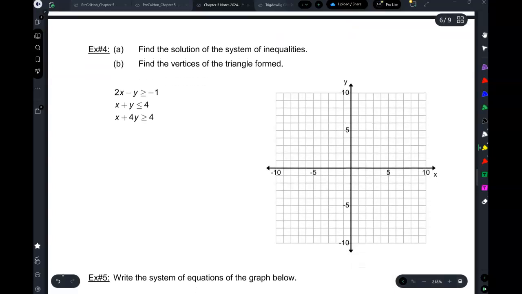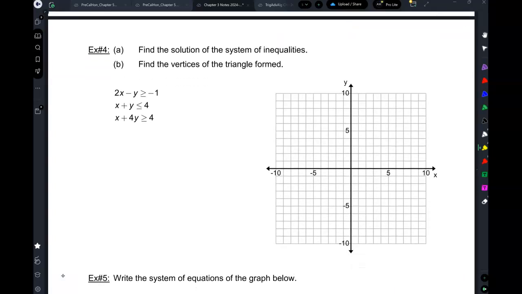Okay, so in this next one, we're going to create a triangle, and we want to first find the solution of the system, meaning the shaded region. And then we're going to find the vertices of the triangle formed. So we're going to solve each of these for y. So this first one, when I solve it for y, it'll be negative y is greater than or equal to negative 2x minus 1. So y is less than or equal to 2x plus 1.